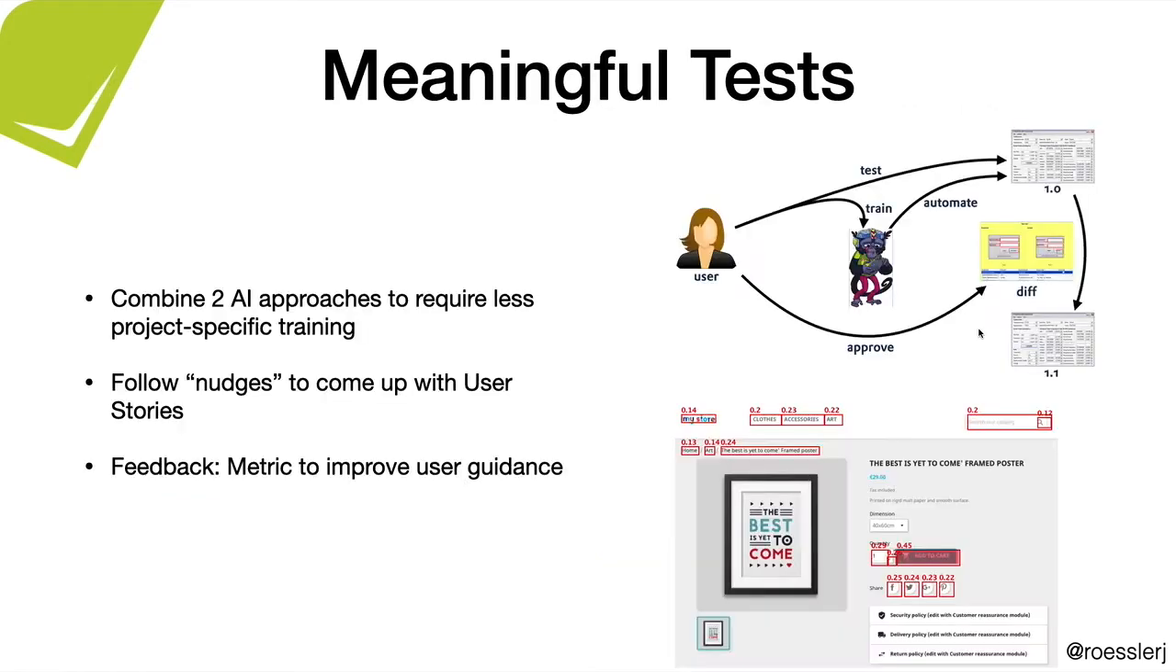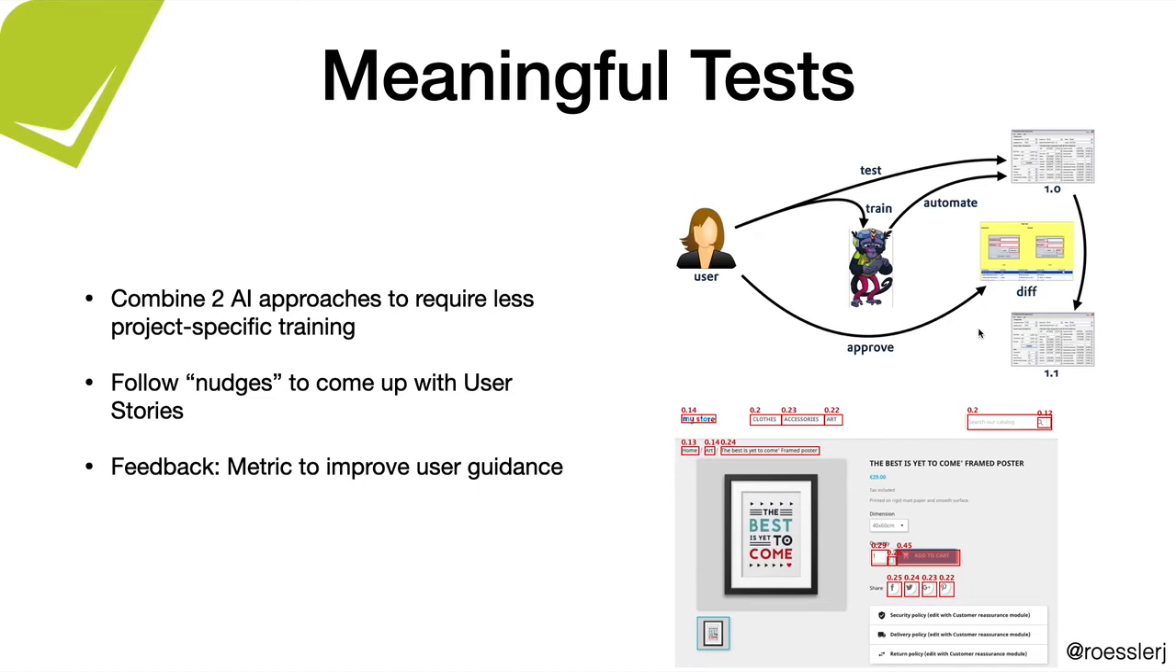The second challenge with AI-based test generation is coming up with meaningful tests, meaning tests that are actually something that a user or tester can relate to, or a developer can relate to. So what we do here is, first of all, we combine two different AI approaches, because as you know, with neural networks, you usually have the problem that you need hundreds or even thousands of examples to train the neural networks. And we address that problem by coming up with a pre-trained neural network that knows how a typical user uses a typical website.